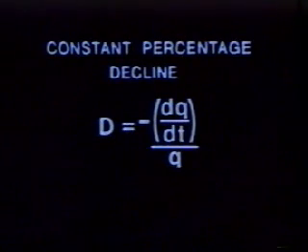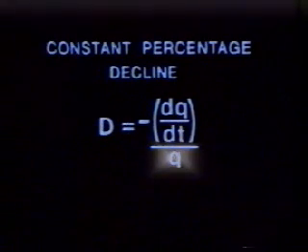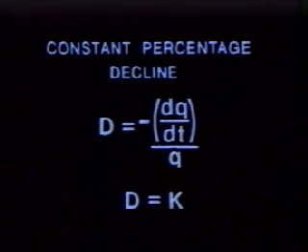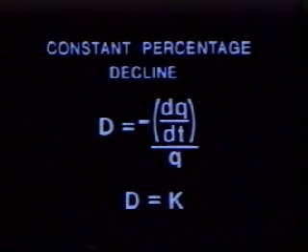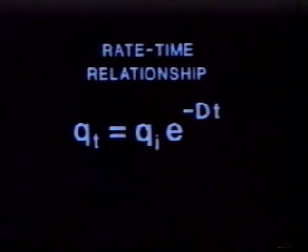With constant percentage decline, the change in production rate per unit of time is a constant function of the production rate Q. This means that the decline rate, capital D, is constant, and a negative sign is added to the right side of the equation so that D will have a positive value. If the variables of this relationship are separated, and integration takes place between the appropriate limits of flow rate and time, we obtain the rate-time relationship for the constant percentage decline curve.